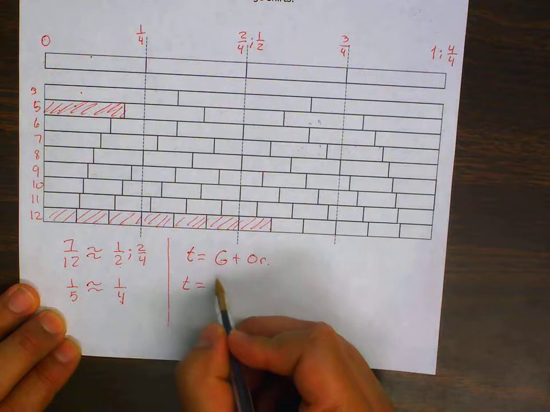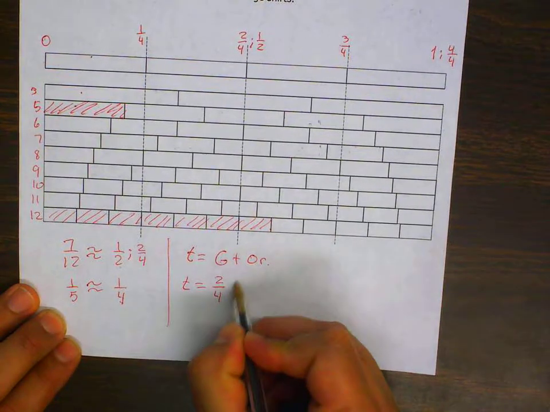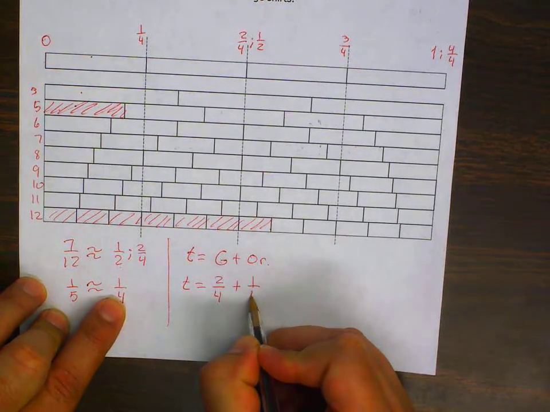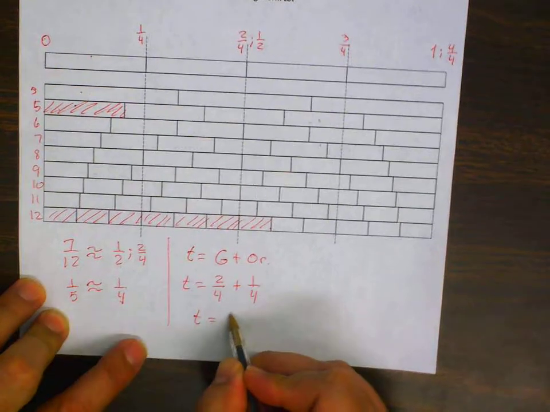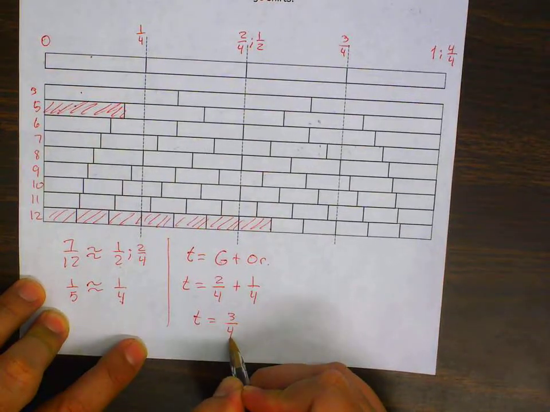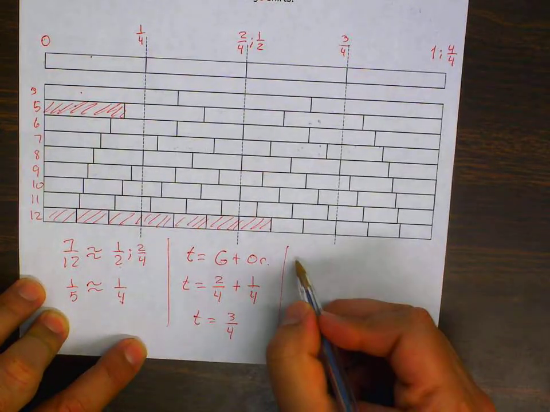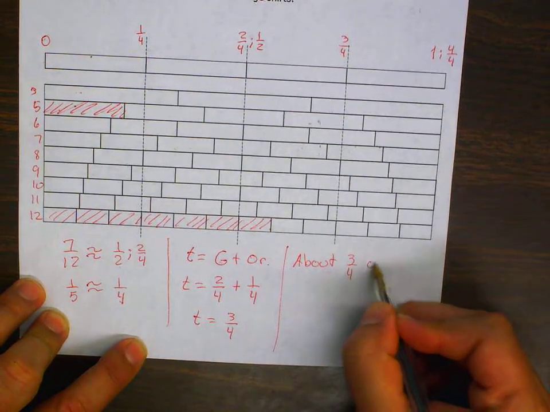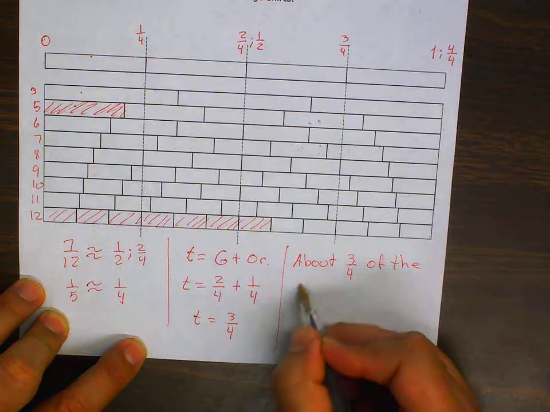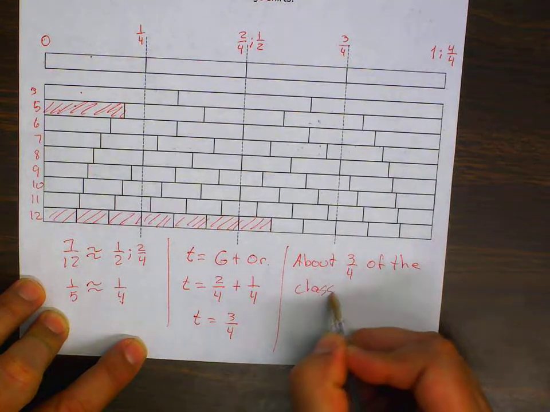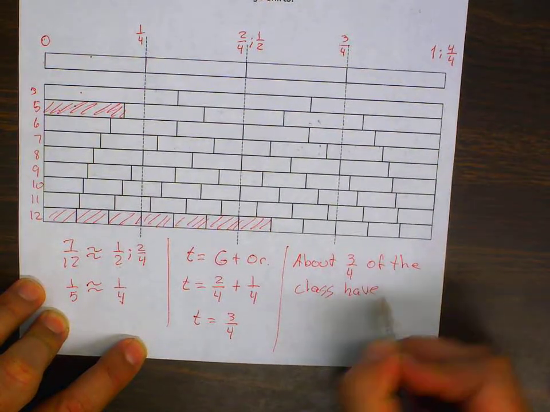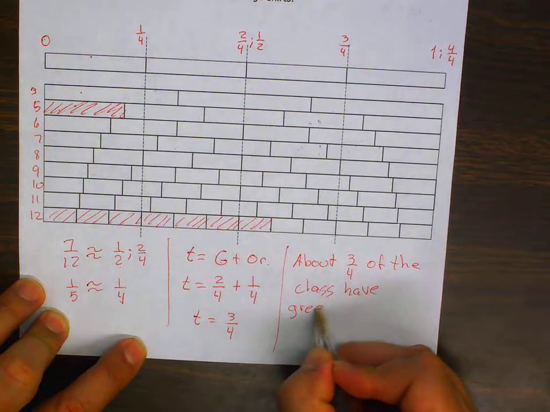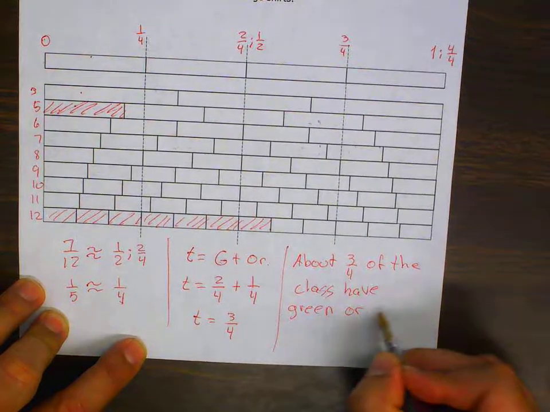So my green shirts are 2/4 plus my orange shirts that are 1/4. And the total will be 3/4. So the answer is about 3/4 of the class have green or orange shirts.